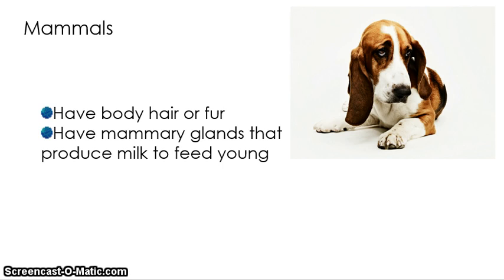The third group you need to know about are mammals. And mammals have body hair or fur, and they have mammary glands that produce milk to feed the young. So they give birth to live young, and then they produce milk to feed them. So the example here is a dog, and humans are also examples of mammals.